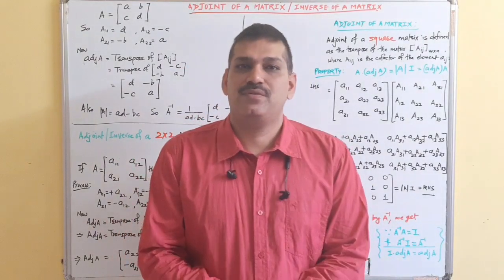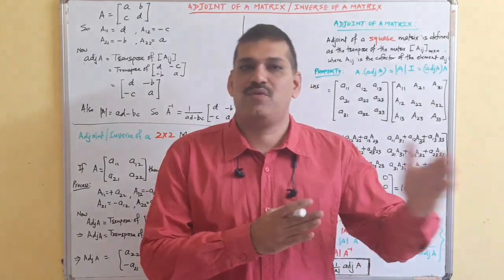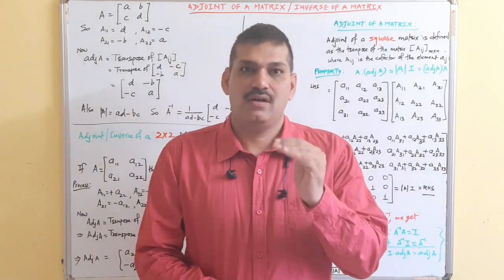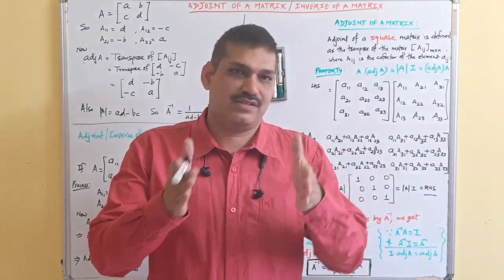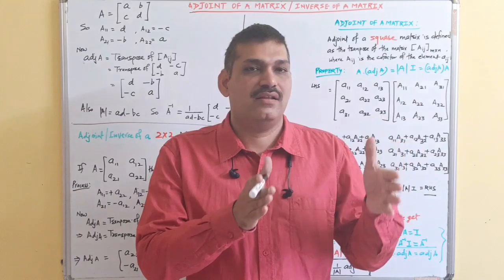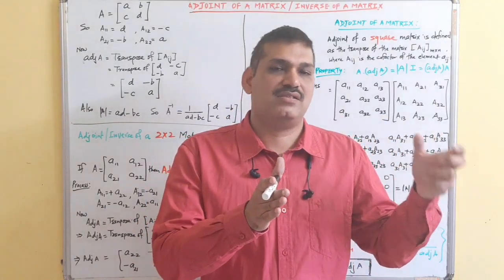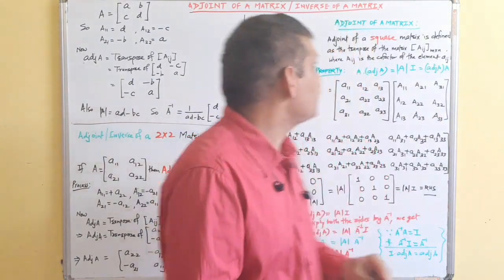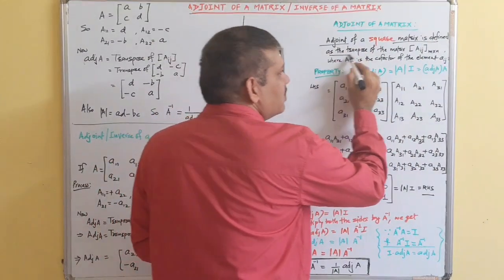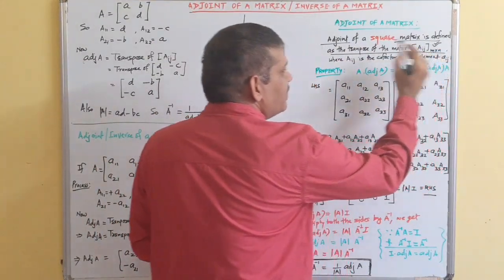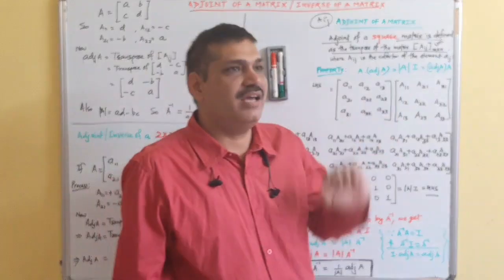Today in this session we are going to talk about the adjoint of a matrix and the inverse of a matrix with the help of the adjoint of a matrix. See how the adjoint of a matrix is defined. If we have a square matrix A, then the transpose of its cofactor matrix is known as the adjoint of the matrix. The adjoint is defined as the transpose of the matrix Aij, where this Aij is the cofactor of the element aij.